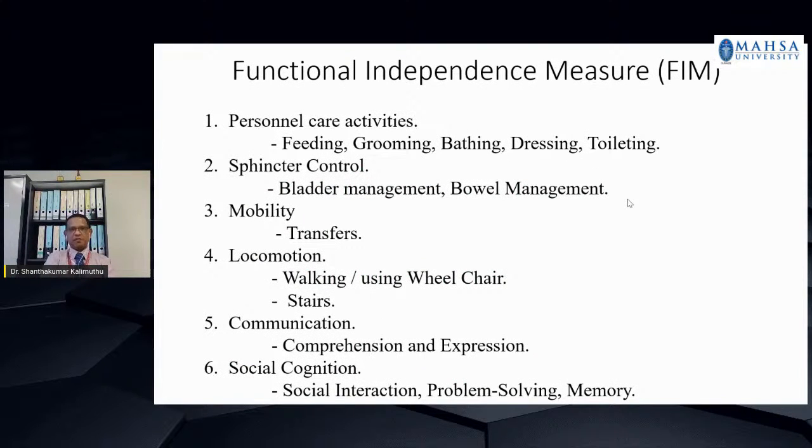Functional independence measure. The personal care activities like feeding, grooming, bathing, dressing, and toileting can all be tested using a 7-point ordinal scale, which goes from complete independence to total dependence. Sphincter control, bladder management and bowel management are evaluated separately using the same ordinal scale. Mobility, locomotion, communication, where comprehension and expression are evaluated, social cognition, social interaction, problem solving skills, and memory can all be tested using the functional independence measure.